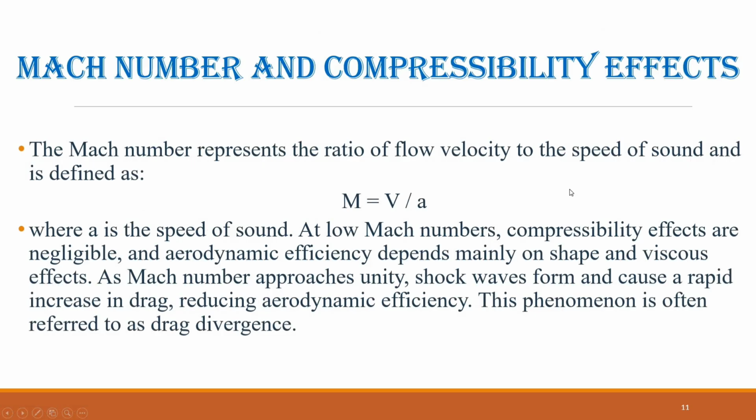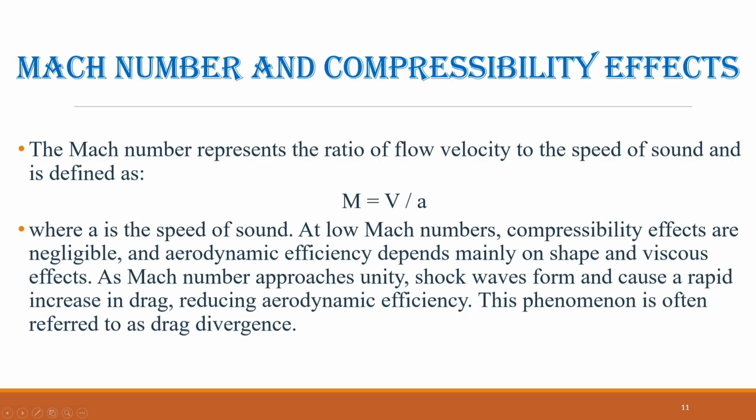Mach number and compressibility effects. The Mach number represents the ratio of flow velocity to the speed of sound and is defined as: Mach number equals velocity divided by speed of sound, where a is the speed of sound.